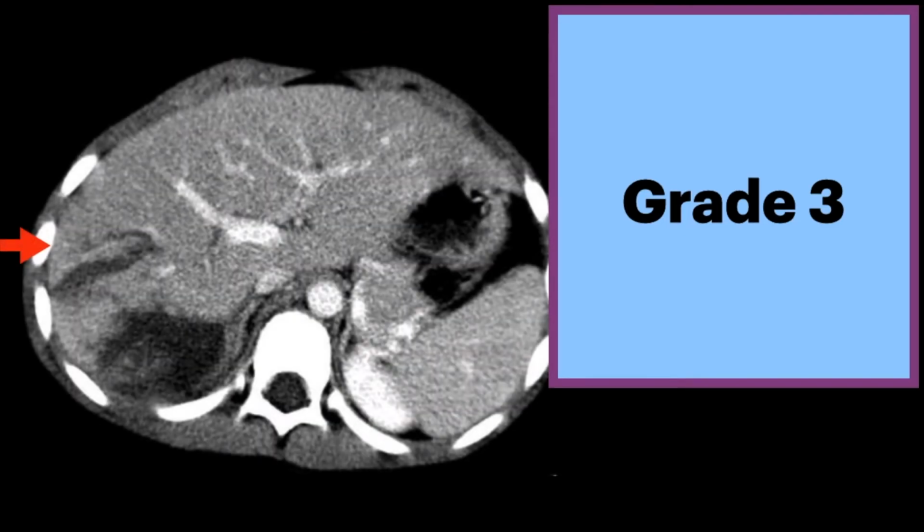In this case, there are multiple deep hypodense lacerations involving the right hepatic lobe associated with a large subcapsular parenchymal hematoma. This was the case shown in the very beginning and is consistent with a grade 3 liver injury.